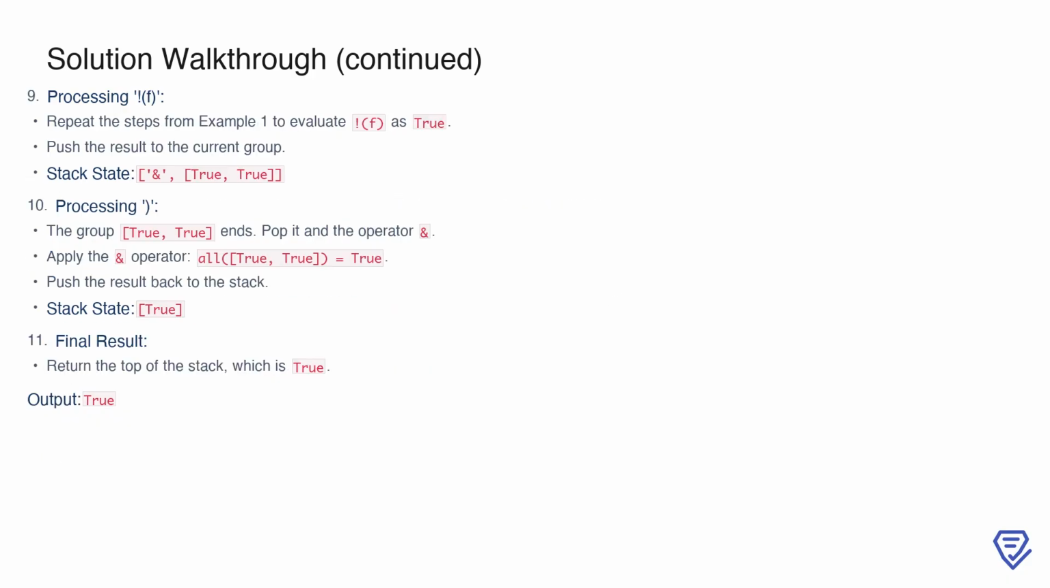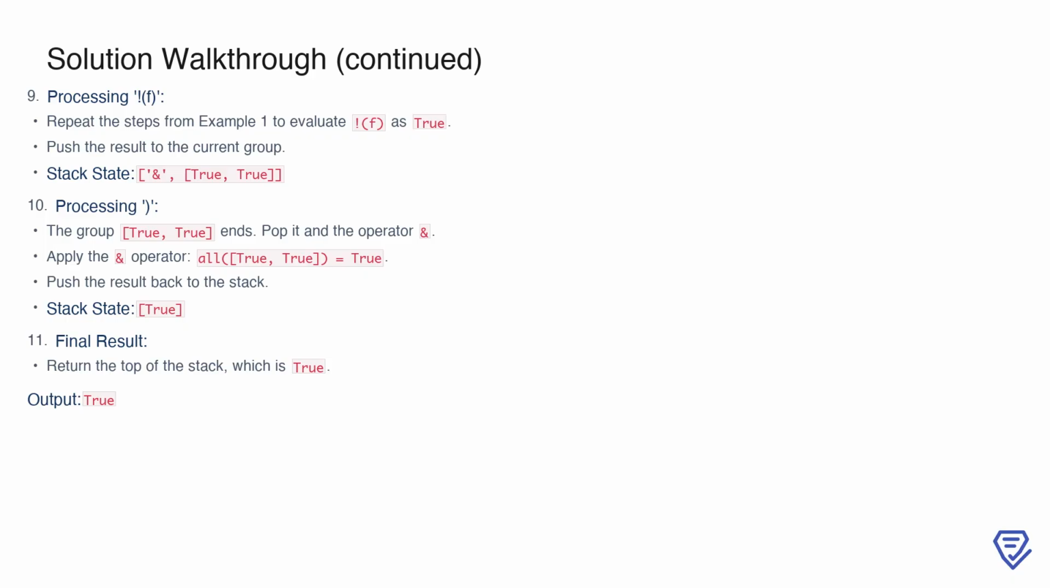Next, we process the sub-expression !(f). As we saw earlier, this evaluates to true following the same steps. The result, true, is then pushed into the current group, which already contains true. At this point, the group becomes true, true. When the closing parenthesis is processed, the group [true, true] is popped along with the AND operator.